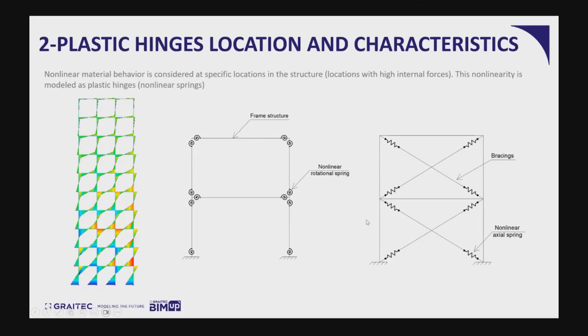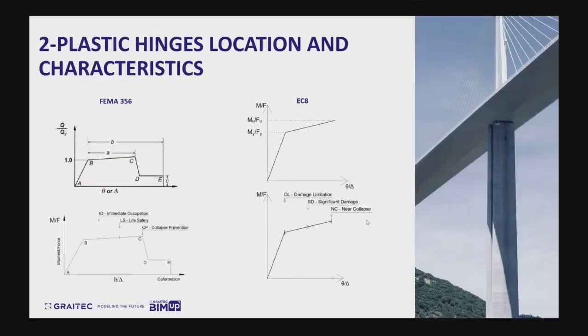How do we model these hinges? These hinges are modeled as nonlinear springs inside of the structure. Now, how do we determine the behavior of these nonlinear springs? Generally, the behavior of these nonlinear springs is determined by seismic codes, taking into account the section dimensions and the reinforcement in the section. For example, for concrete elements, we have the FEMA code, in which here we have the behavior curve, the characteristic curve of the nonlinear spring.